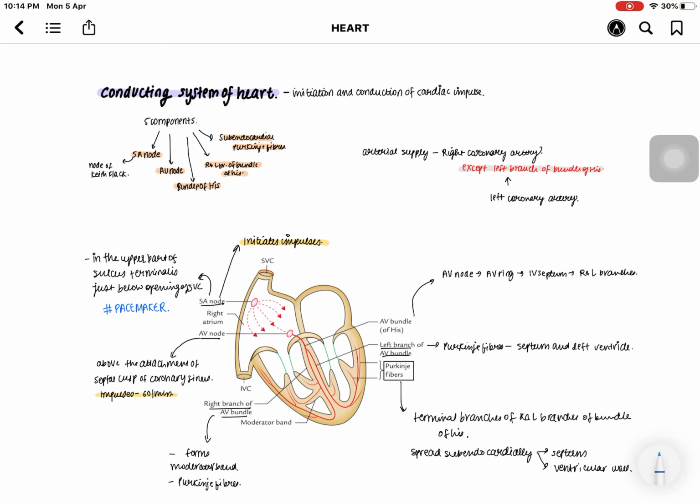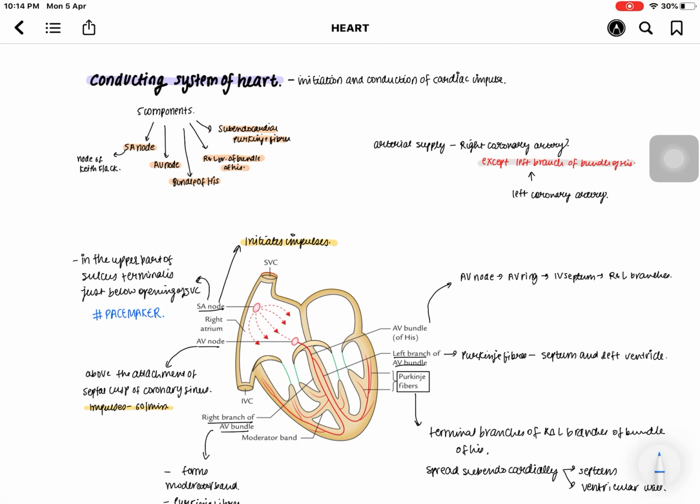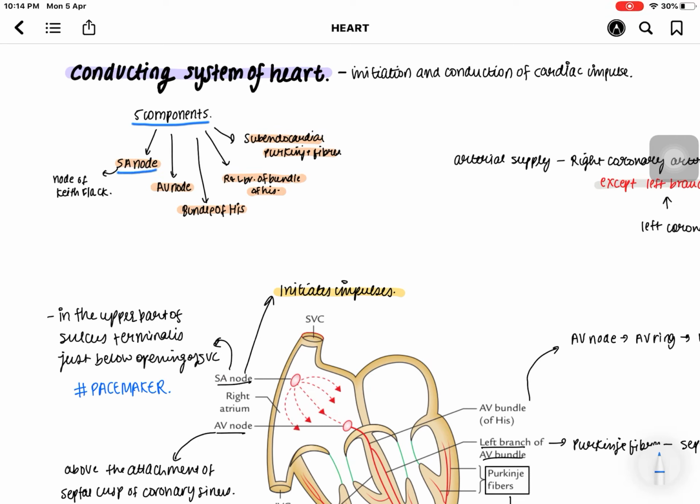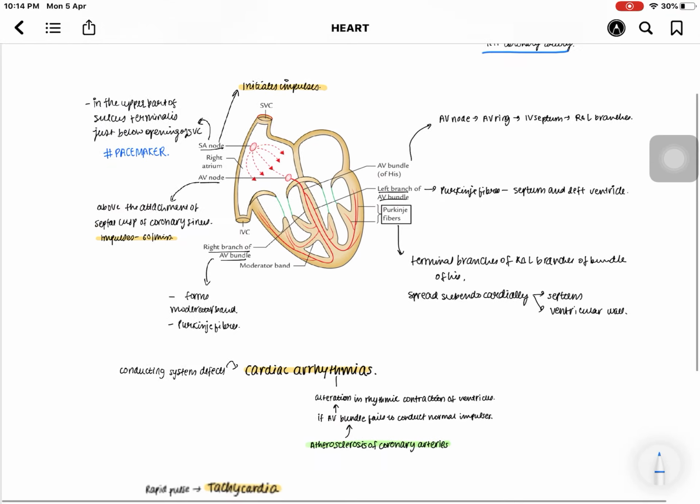Coming to the conducting system of the heart, there is initiation and conduction of the cardiac impulse. There are five components in the conducting system of the heart: the SA node, the sinoatrial node; the AV node, the atrioventricular node; the bundle of His; right and left branches of the bundle of His; and subendocardial Purkinje fibers. Coming to the arterial supply of the conducting system, it is mostly by the right coronary artery, except the left branch of the bundle of His, which is supplied by the left coronary artery.